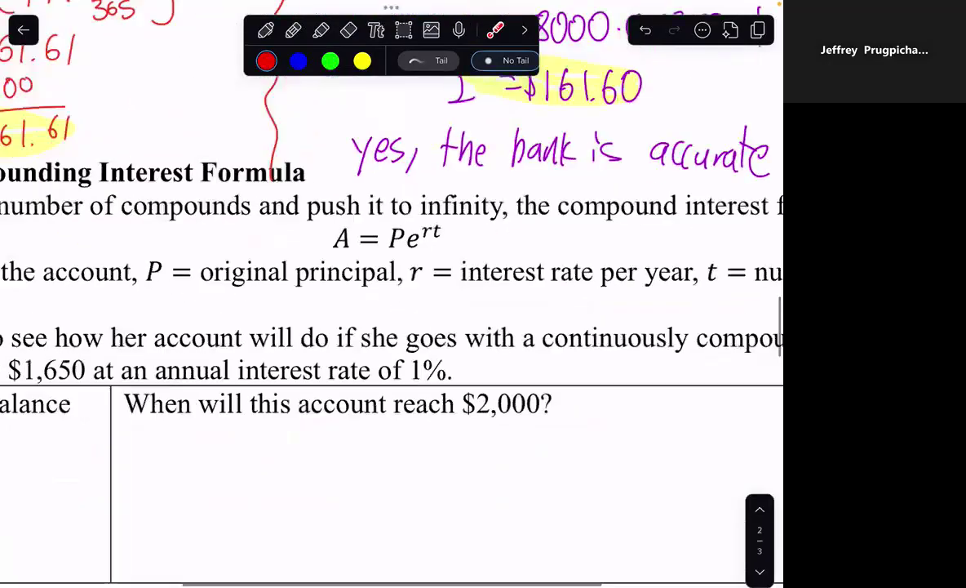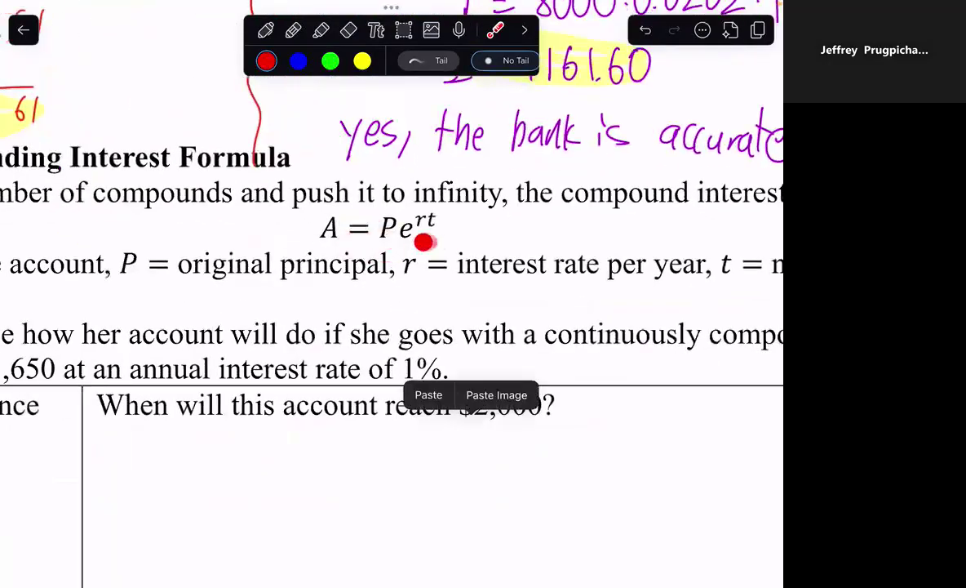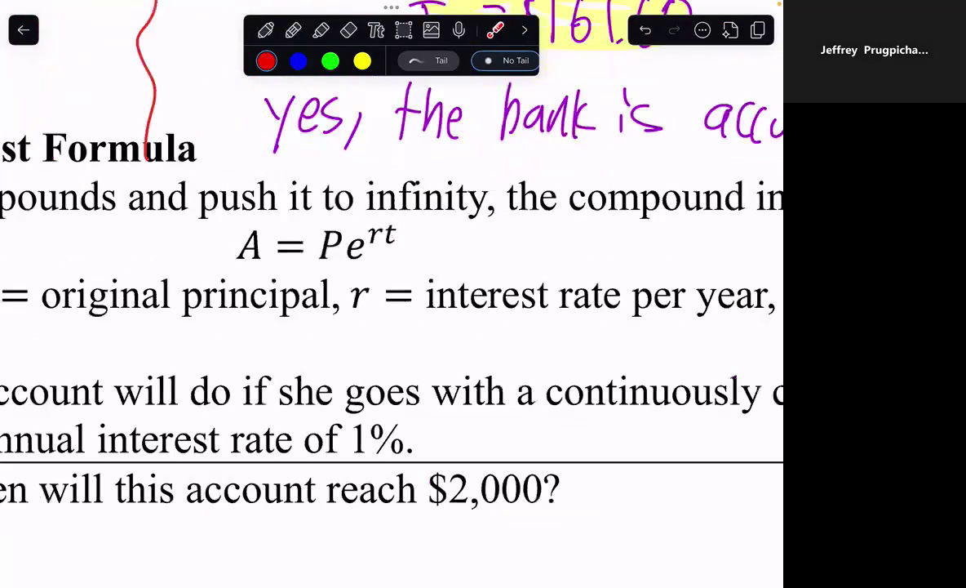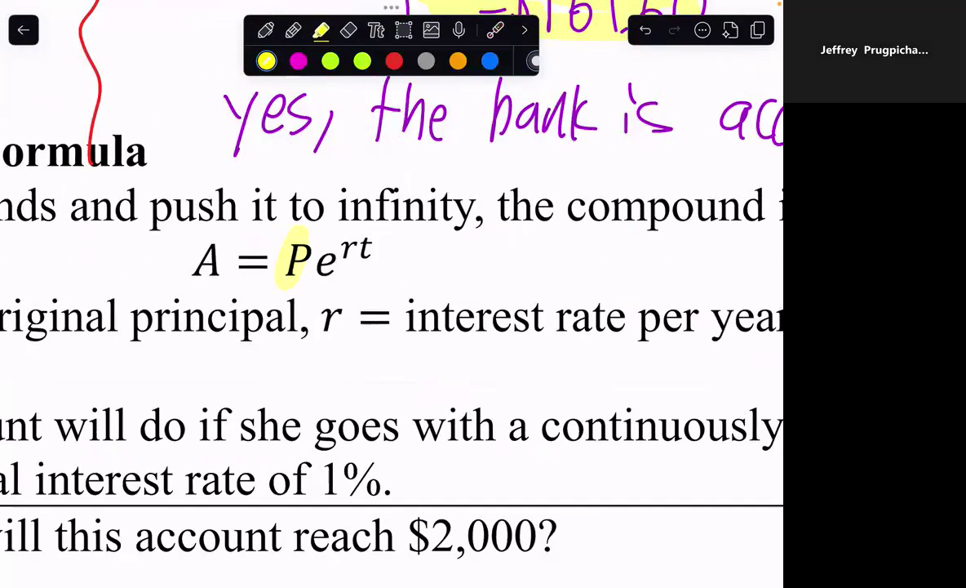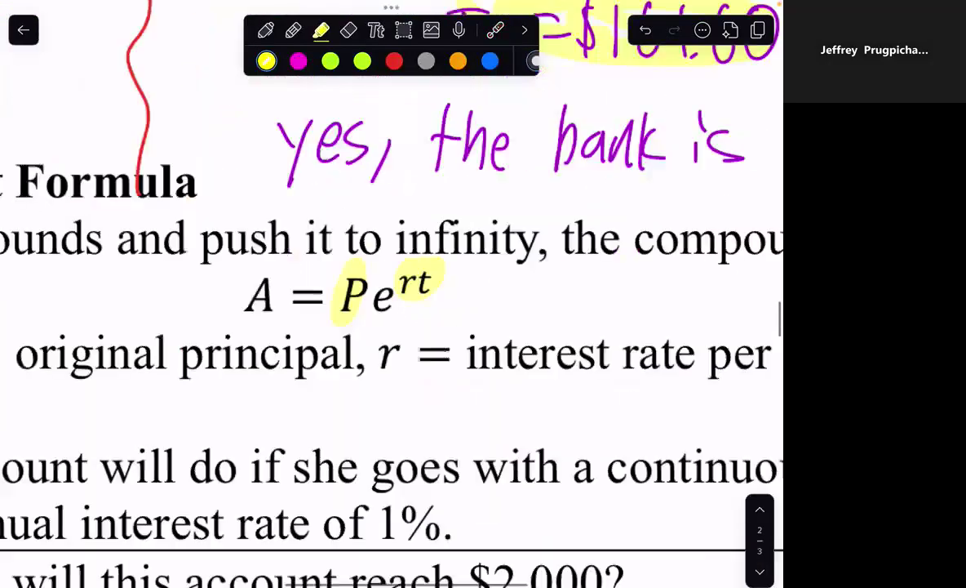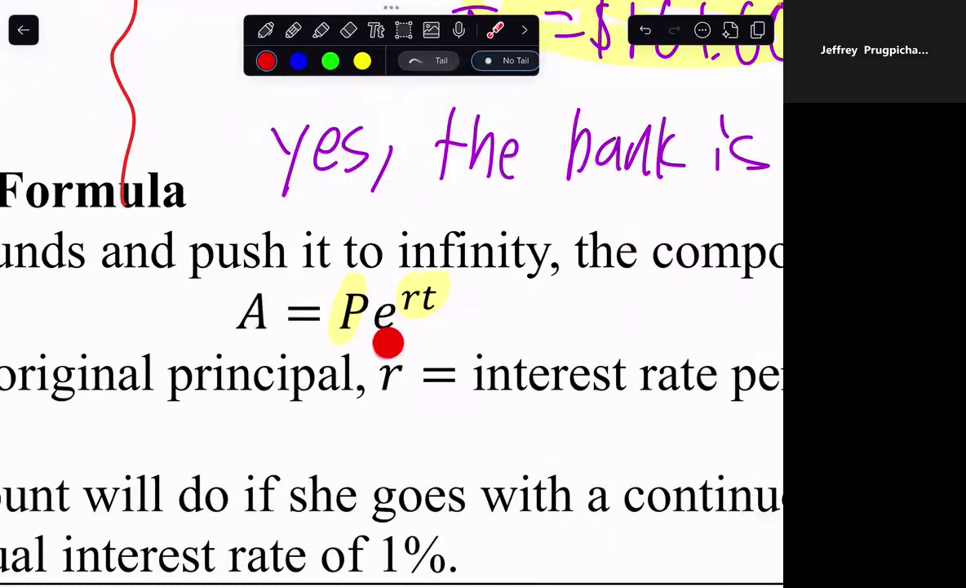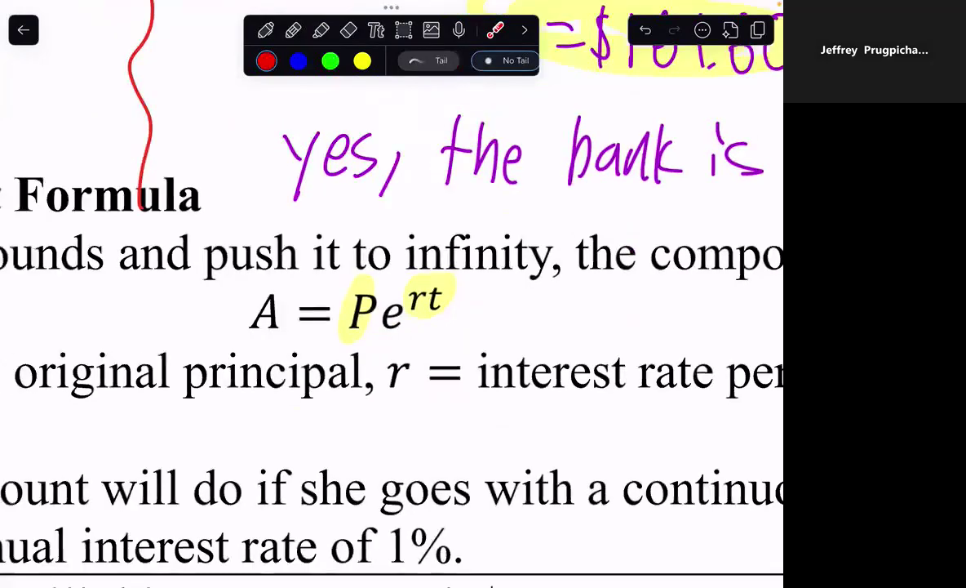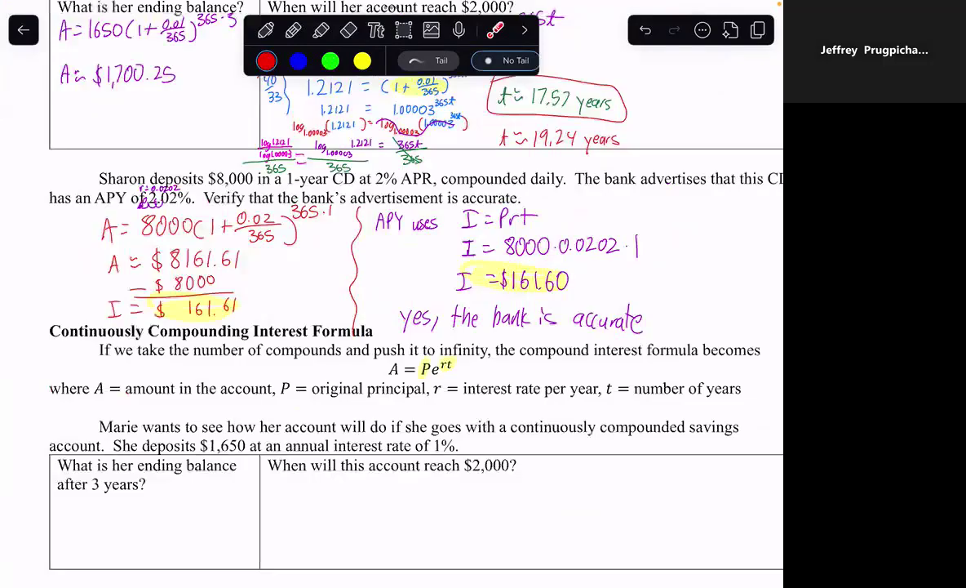But the formula that we use for continuously compounded looks a little different. Some parts are the same, right? We've got the capital P in front, we've got the rt in the exponent, but the parentheses has turned into the number e. Again, lowercase e is not a variable. It's Euler's number. It's about 2.7, but you don't need to memorize that.